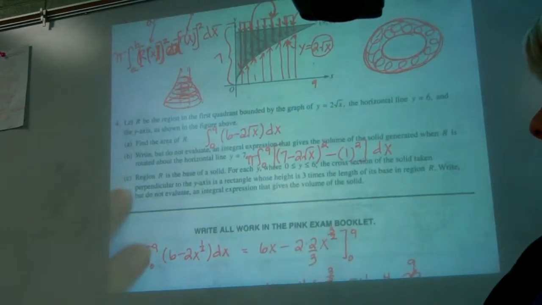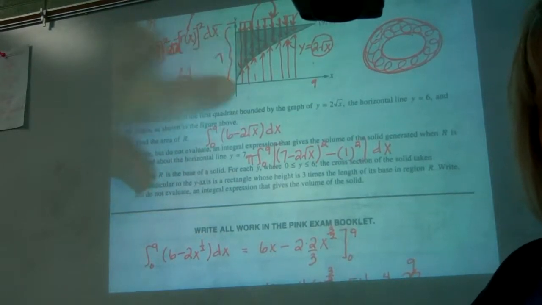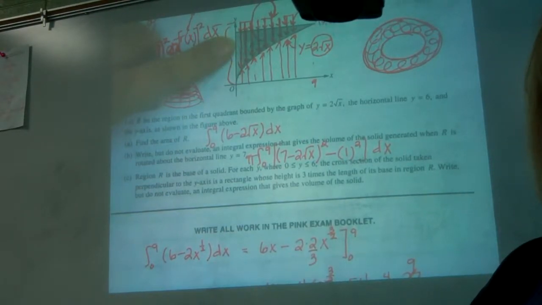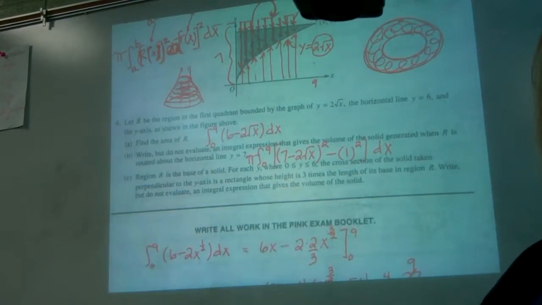Region R is the base of a solid. For each y between 0 and 6, so we're going along the y here, the cross-section of the solid taken perpendicular to the y-axis is a rectangle whose height is 3 times the length of its base. Write but do not evaluate an integral expression that gives the volume of the solid.